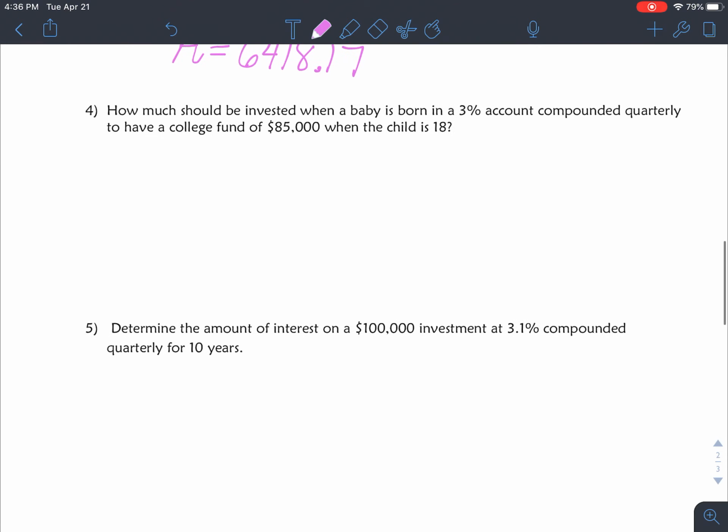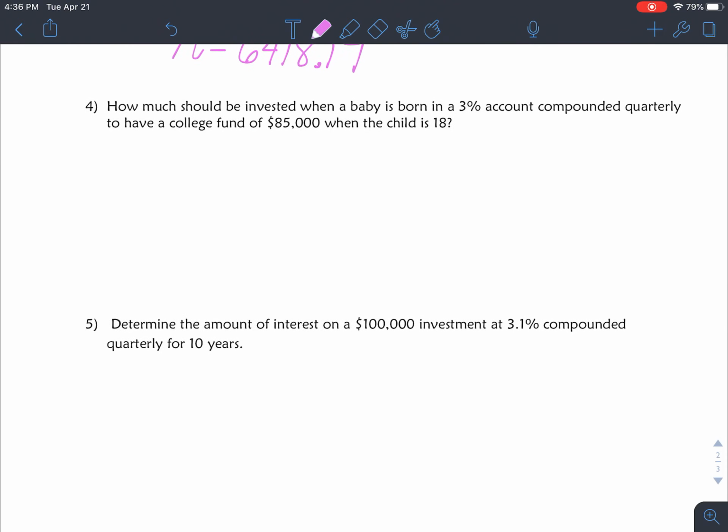All right, now this is pertaining to you guys, or I should say to me, because it's investing when a baby is born. So now, how much should be invested when a baby is born in a 3% account? I want to know how much I should deposit in a 3% account if it's compounded quarterly, to have a college fund of $85,000 when the child is 18. So my final amount is $85,000.